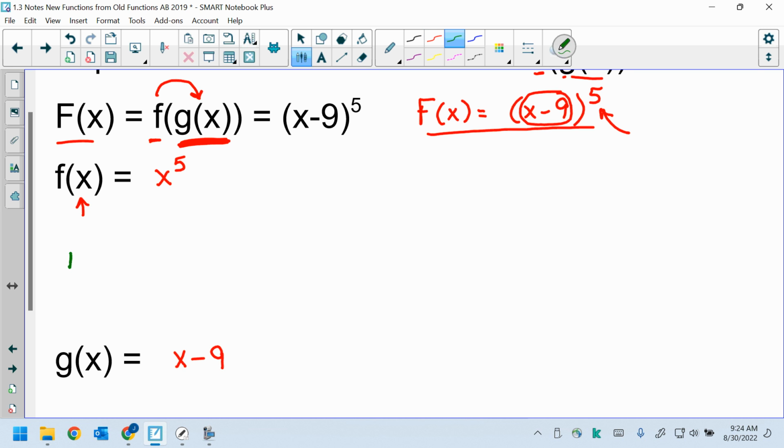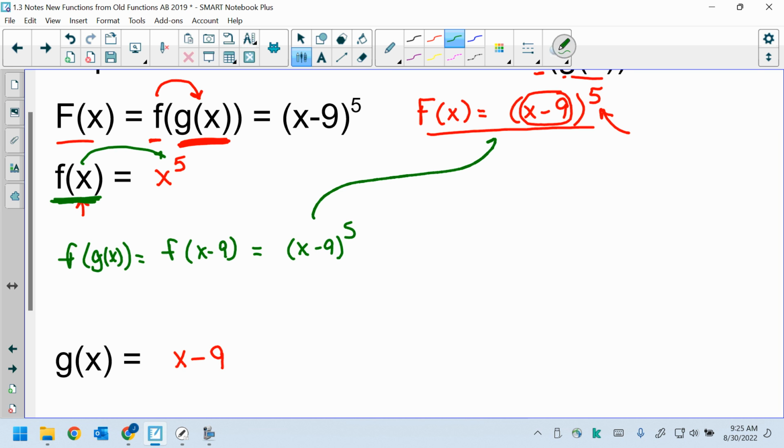And now I'm going to double check my answer. If I took f of g of x, that would be f of x minus 9. And the f function says, take whatever's in parentheses and raise it to the fifth power. And is that indeed what I have?